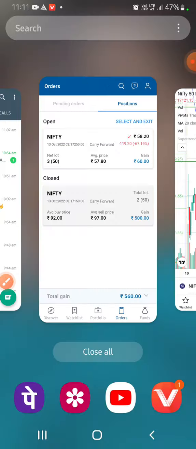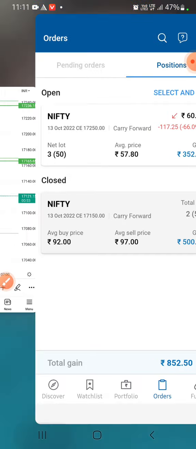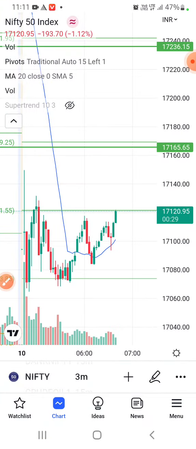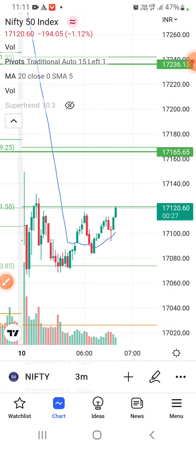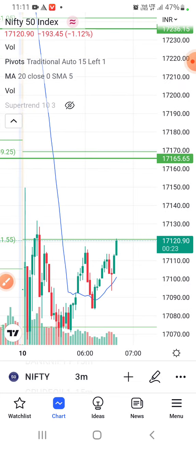Okay, it was going according to our prediction. Yes, we are near to 1000 rupees profit. But the bracket has failed. It was a little bit of rejection upwards.